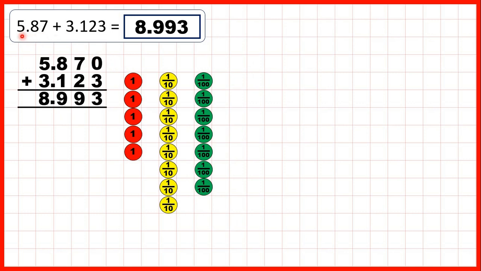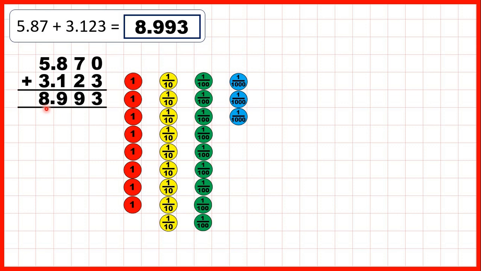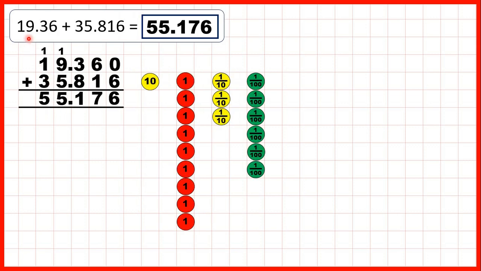Now let's have a look at this first question, and let's show place value counters so we can see what we did. We started with 5.87, so that's 5 ones, 8 tenths and 7 hundredths. First we added 3 thousandths, so we can add 1, 2, 3 thousandths, and that gives us 3 thousandths in our answer. Then we added 2 hundredths to give us 9 hundredths in our answer. Then we added 1 tenth to give us 9 tenths, and finally we added 3 ones to give us 8 ones in our answer.